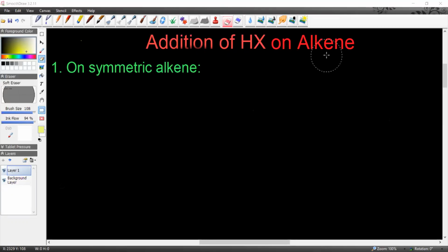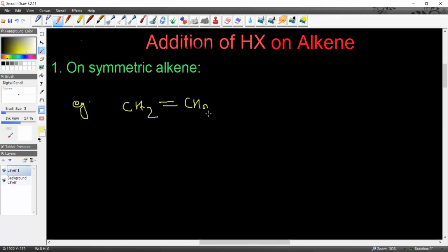So basically alkenes are of two types. One is known as symmetrical alkene and the other one is known as unsymmetrical or asymmetrical alkene. Good. So let's take an example of symmetrical alkene. I'm taking the simplest alkene as an example. Okay, so let's start. So this is your alkene, CH2 double bond CH2. Clear? And hydra acid I am taking HBr.